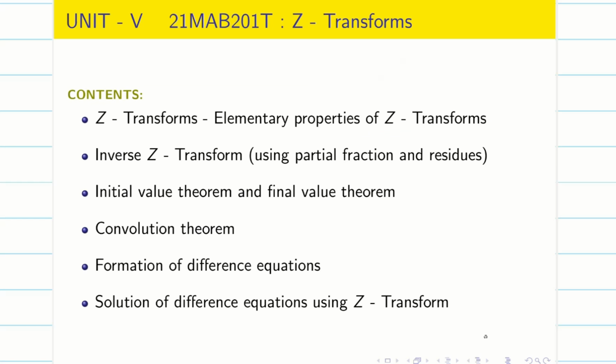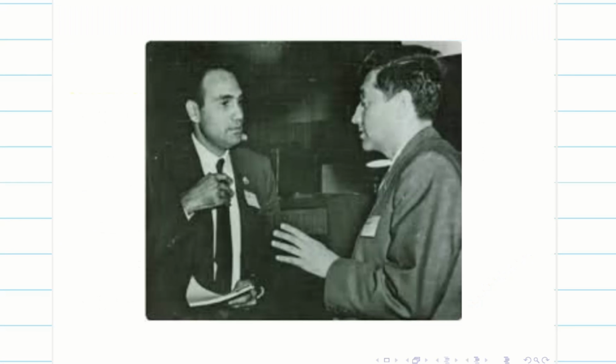The unit consists of elementary properties of Z transform, inverse Z transform, initial value and final value theorem, convolution theorem, and finally solution of difference equation using Z transform. Before going into the session, let us know a few pieces of information about Z transform.